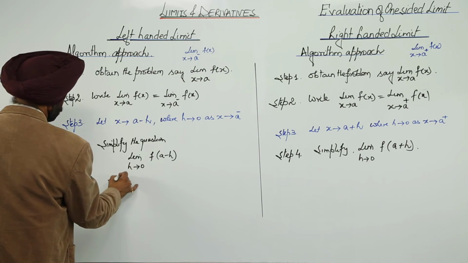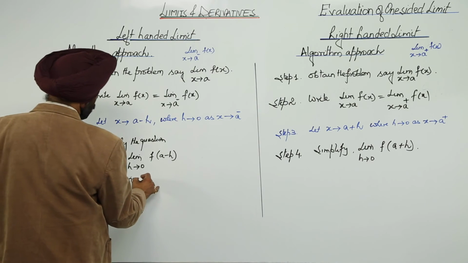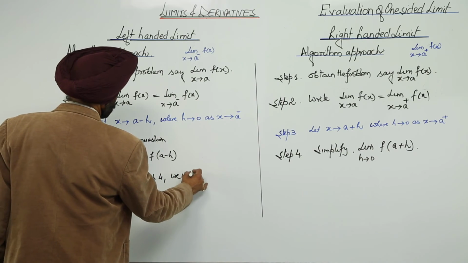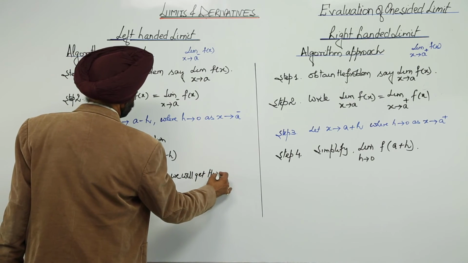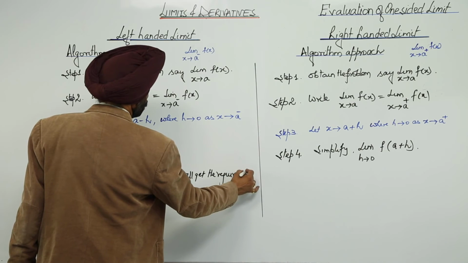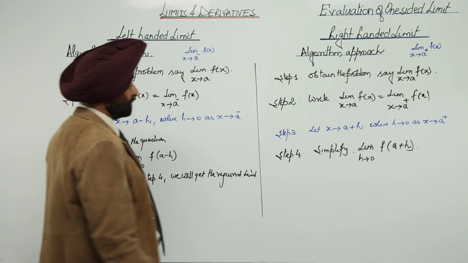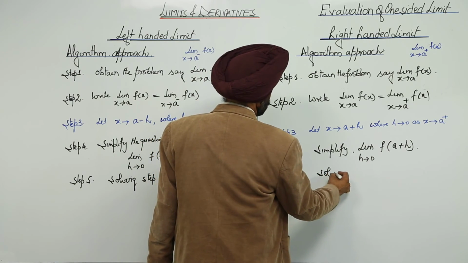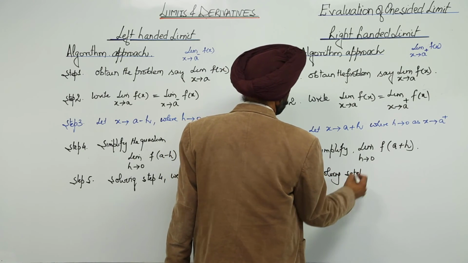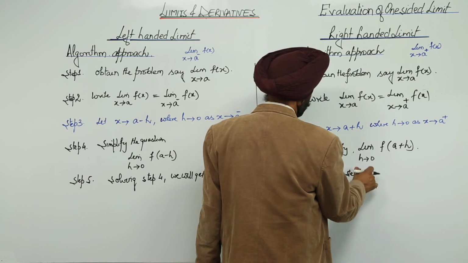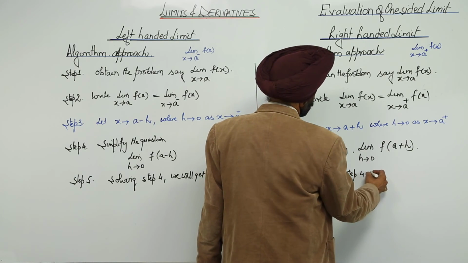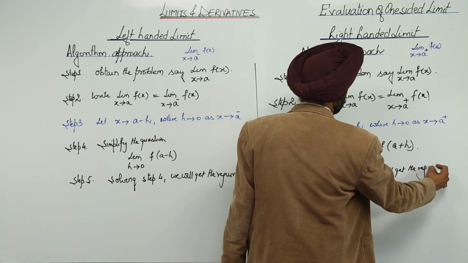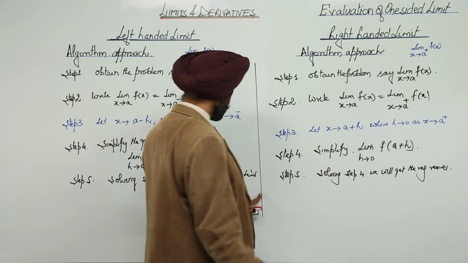Step 5: solving step 4, we will get the required limit. Same, step 5: solving step 4, we will get the required result or the limit.